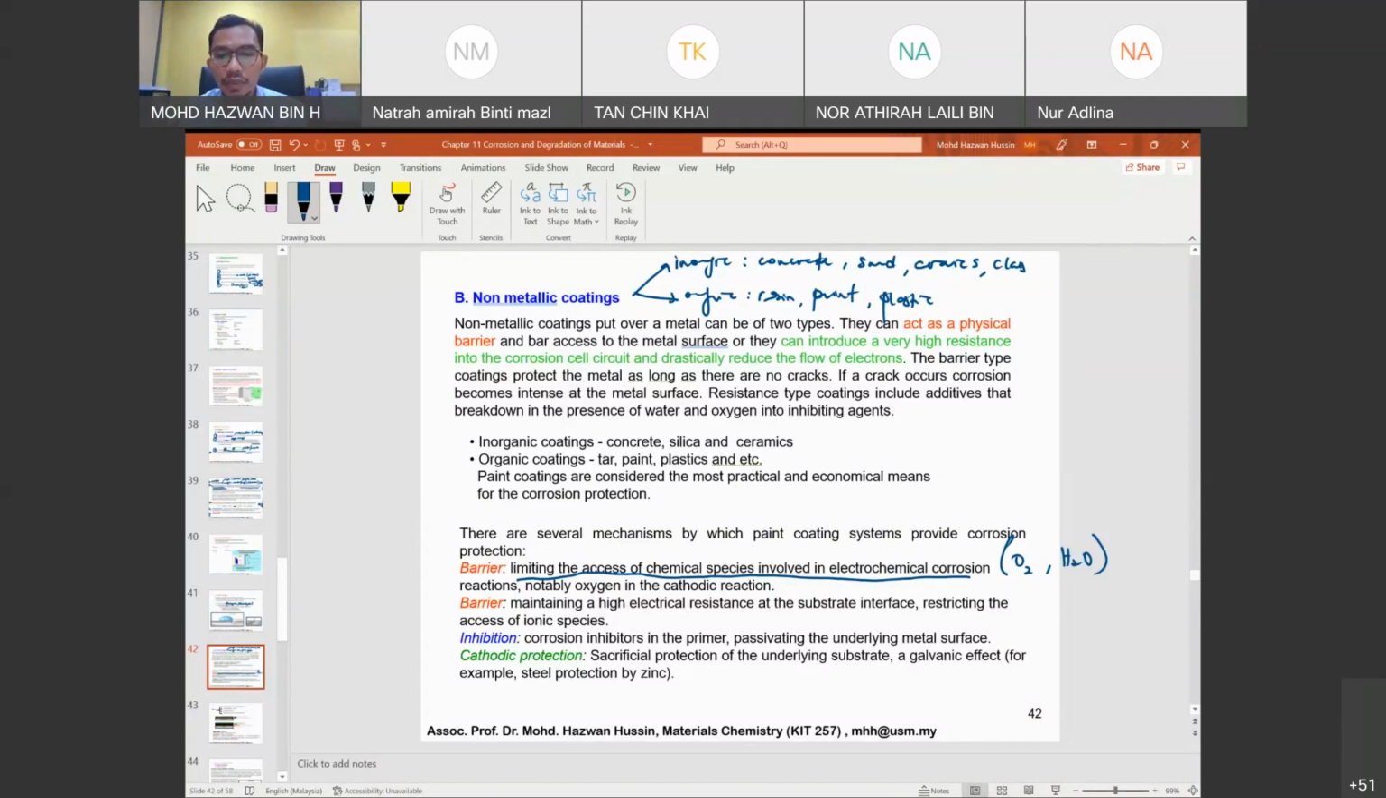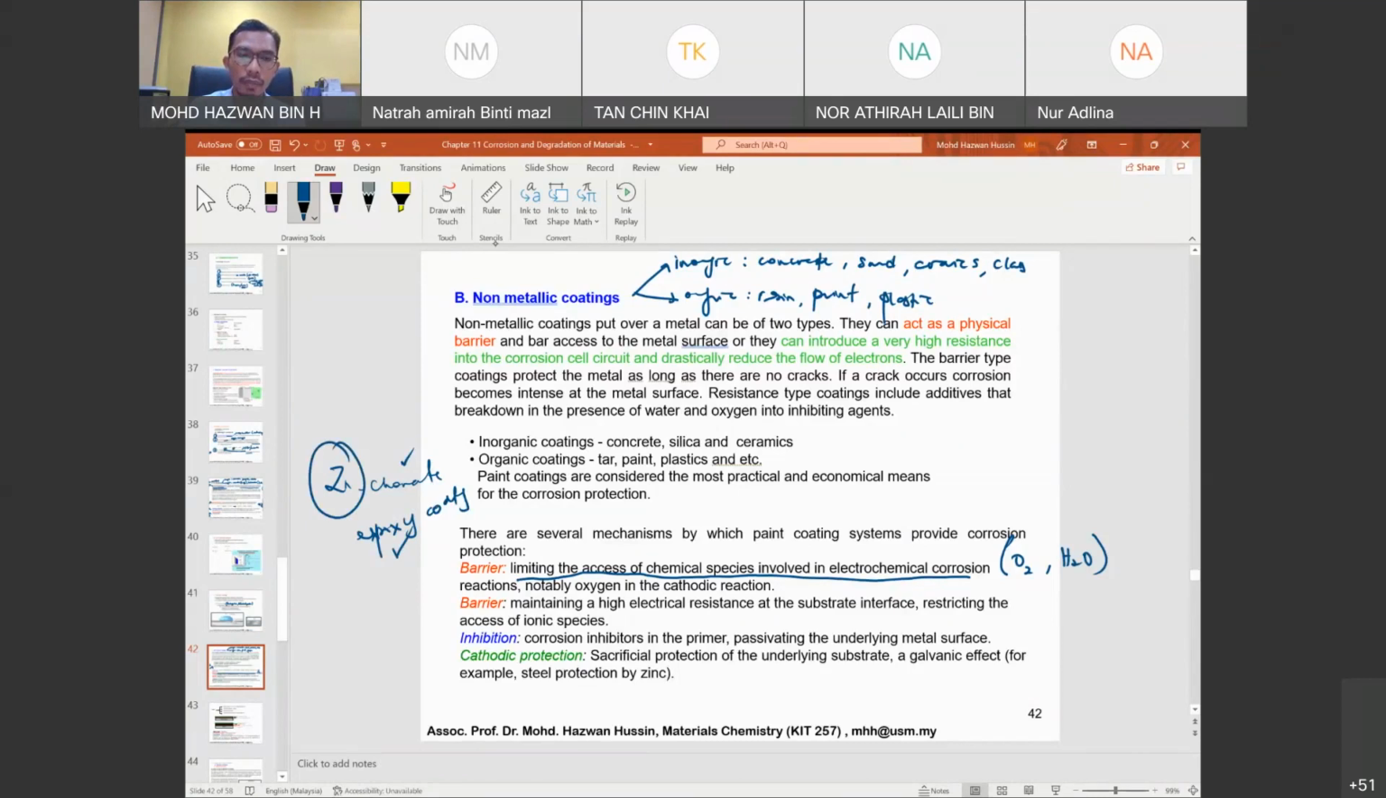And finally, cathodic protection. In some paint, like I mentioned earlier, you have apa tu? Zinc chromate epoxy coating. Ini yang selalu orang guna nak cat pada besi, tiang, pagar dan sebagainya. Because you will see that the type of polymer they use is epoxy. Okay, the corrosion inhibitor that they use is chromate, and then the cathodic protection effect is they include zinc.